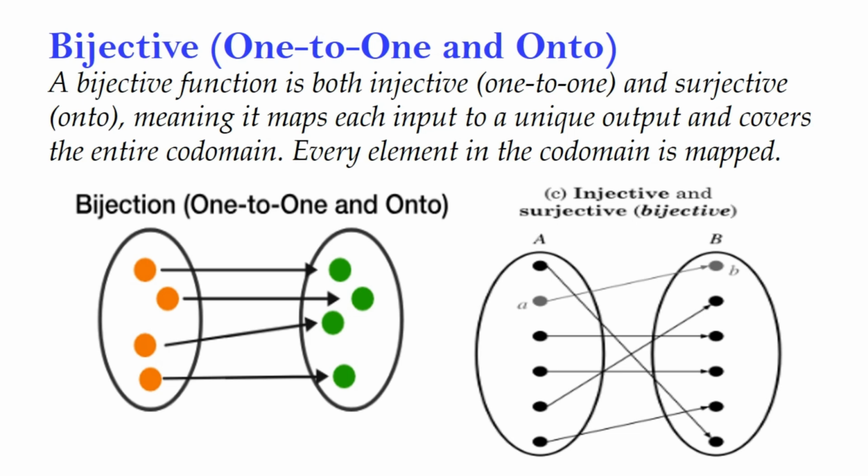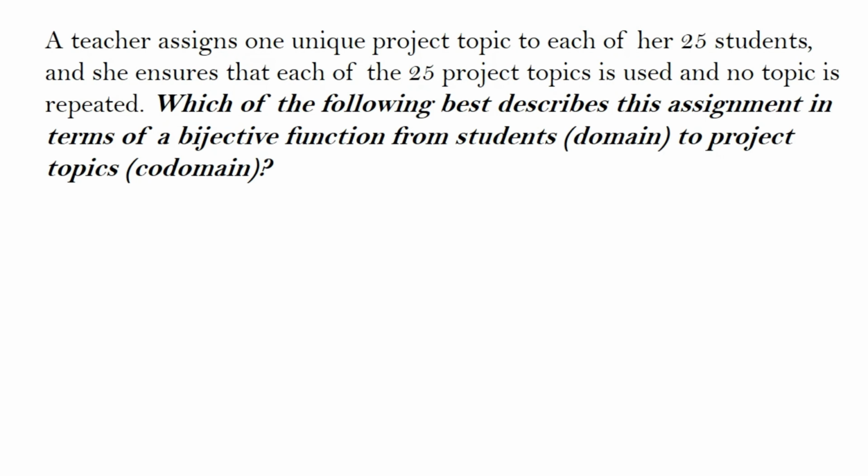A bijective function combines the properties of being injective, one-to-one, and surjective, onto. This means each element in the domain maps to a unique element in the codomain, and every element in the codomain has at least one element from the domain mapping to it. In a mapping diagram, this is shown by ensuring every codomain element has one arrow pointing to it, and no output is repeated. A teacher assigns one unique project topic to each of her 25 students, and she ensures that each of the 25 project topics is used and no topic is repeated.